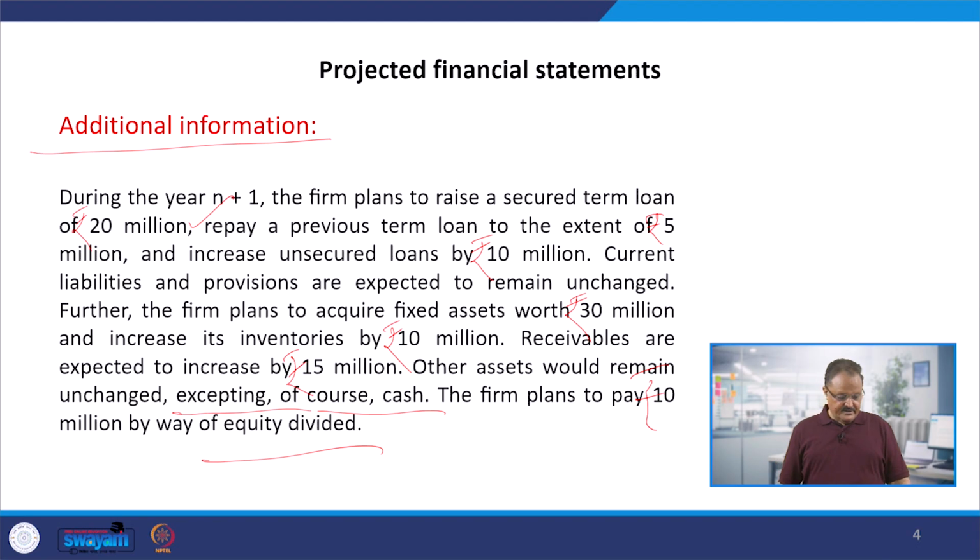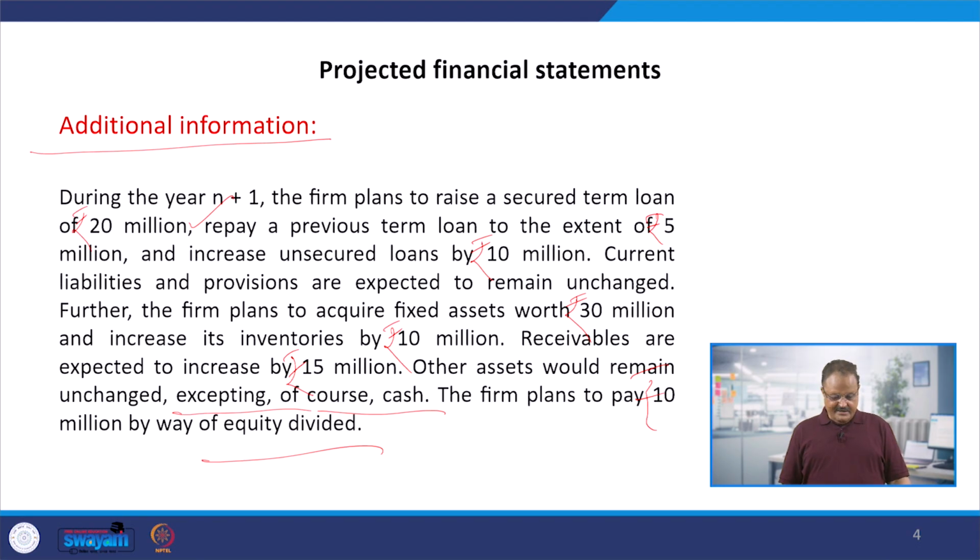Current liabilities and provisions are expected to remain unchanged. No change in the short term sources of the funds is going to be there. Further, the firm plans to acquire fixed assets worth rupees 30 million. So that is an application of the cash. So 30 million of fixed assets would be there, and current assets would also increase in terms of inventory by 10 million, and receivables are expected to increase by rupees 15 million. Other assets except cash will remain the same, only cash will change. So in the current assets there will be a change in the inventory, and a change in the receivables, and of course cash.